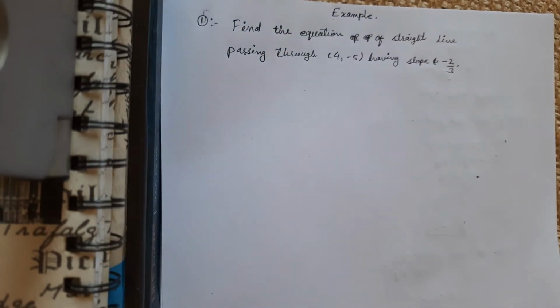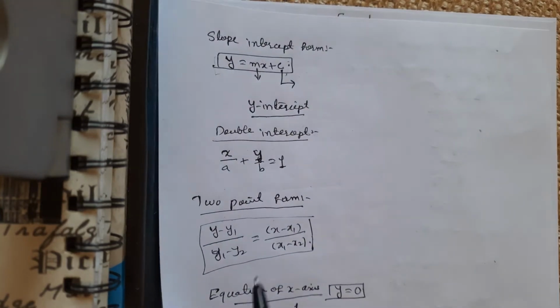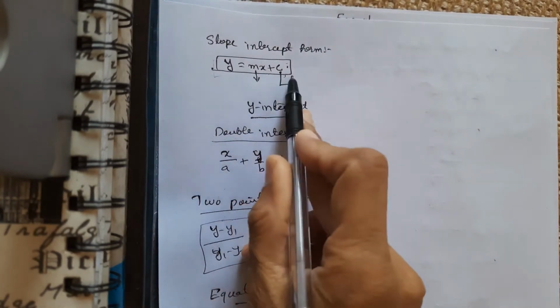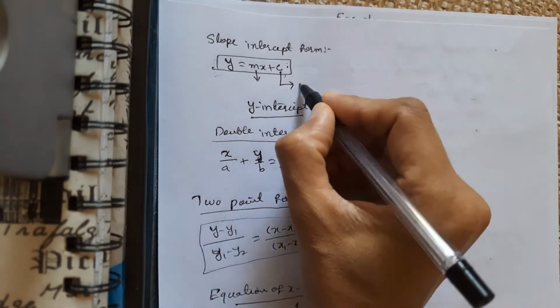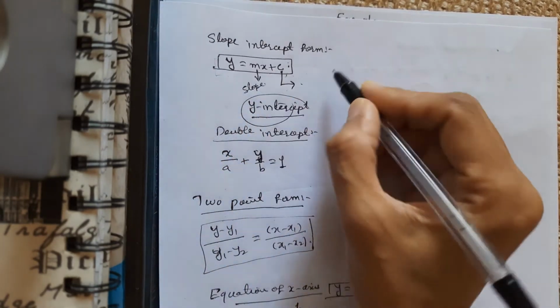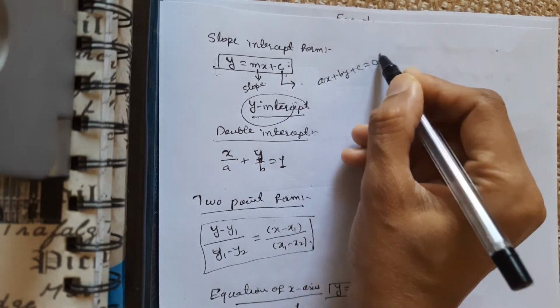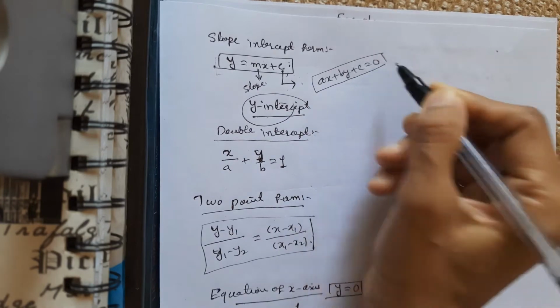Good morning, friends. Today we are going to discuss some more examples based on the forms of the equation of a line that we have seen in the previous lecture. Basically, the main points: the slope intercept form is y equals mx plus c, where c is the y intercept and m is the slope of the line. The general form is ax plus by plus c equals 0. This is called the general form of a straight line.